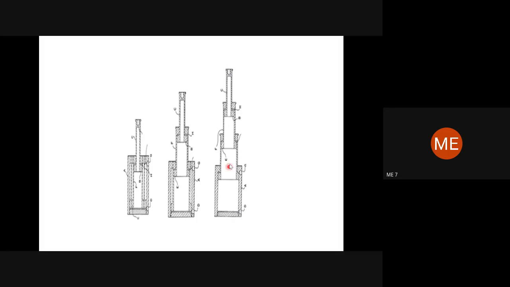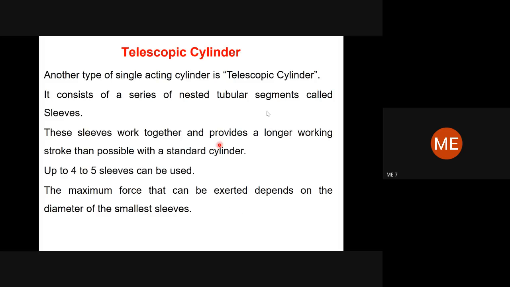More number of sleeves, like here 4 sleeves, will give you more stroke length, by which you can make more force. Another type of single acting cylinder is the telescopic cylinder.